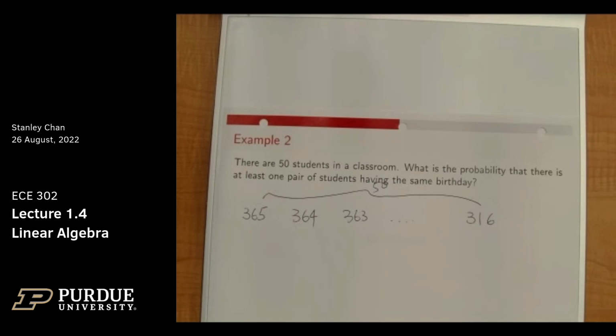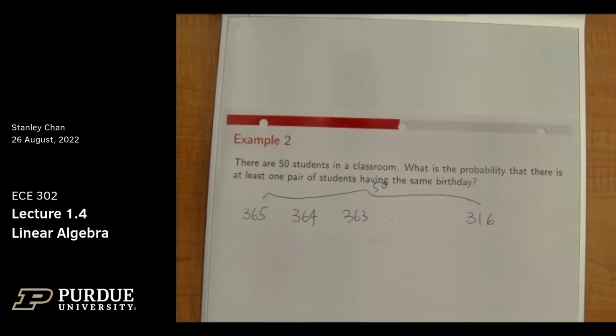Okay, so that's the number of choices as you go to the 50th student. The 50th student will have so many choices left. If you're not choosing this, then you are going to overlap with someone else. I want to make sure that everyone has a unique birthday. What is the chance that everyone has a unique birthday? Let's calculate that first. And then 1 minus that probability will be the probability that at least one pair will have the same birthday.